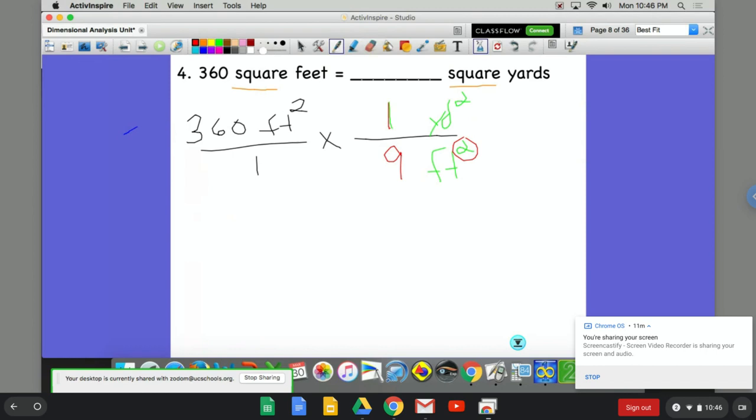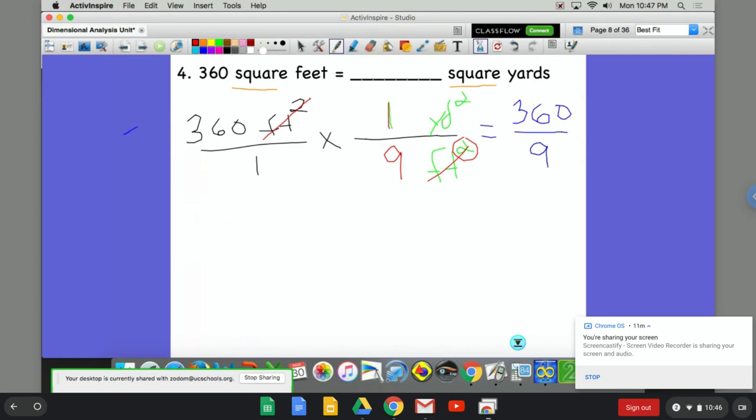Okay, so now you just got to multiply across. So you're going to get 360 over 9. And oh, I'm sorry about that. I almost forgot to. We got to cancel our feet squared there so that we're left with yards squared. And those will cancel since one's on the top and one's on the bottom. So now we have 360 over 9.